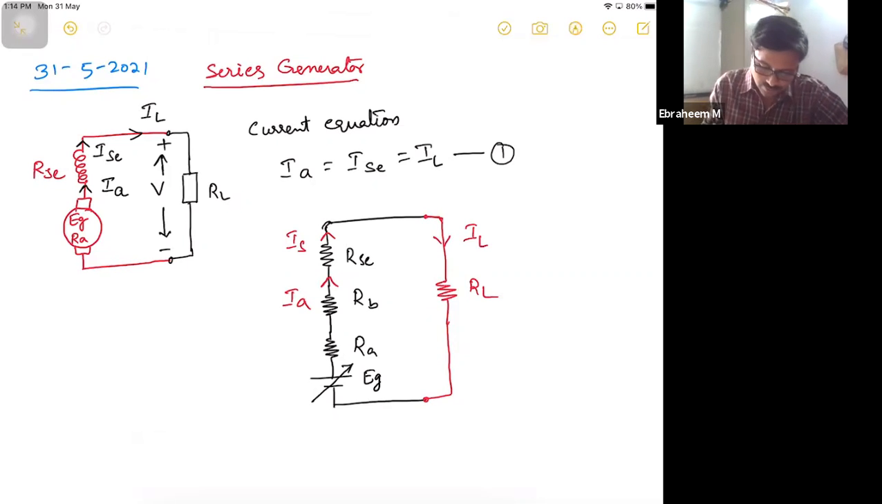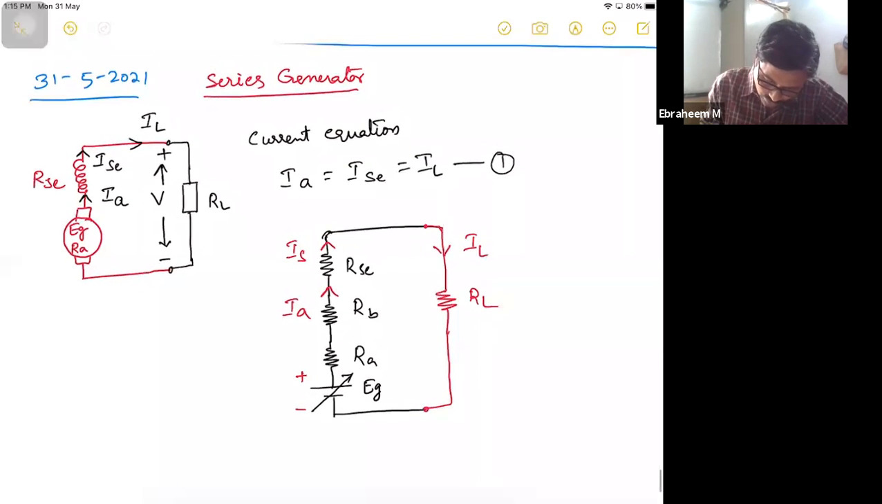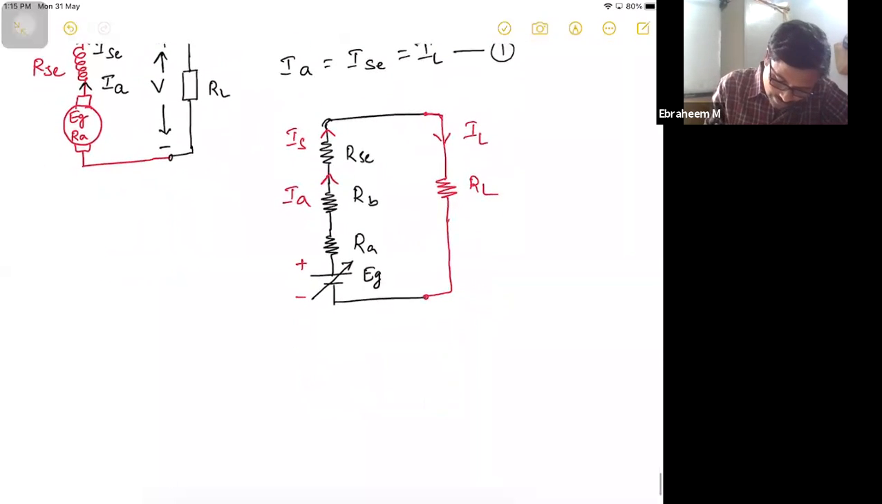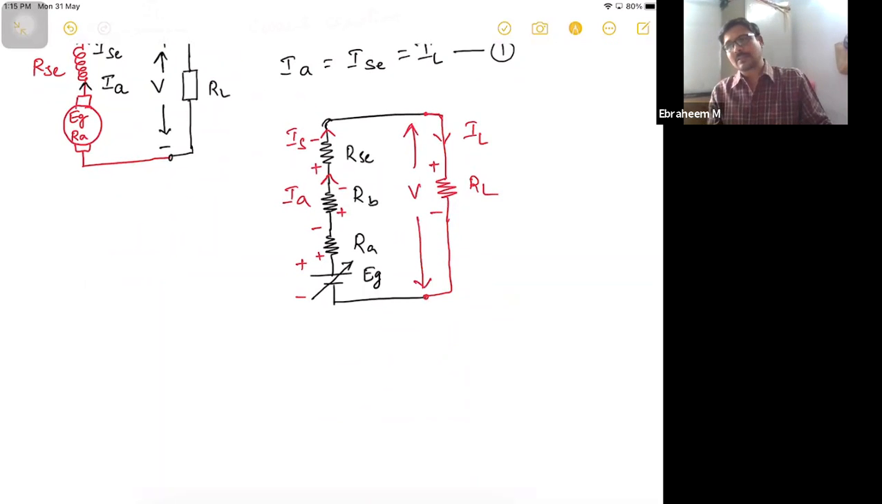Now, the polarity of this generated EMF is plus and minus like this, and this current passes through this armature resistance. Its polarity is plus and minus. Similarly, for brush resistance, it is plus and minus. For the series field, this is plus and minus. For load, this is plus and minus. Anyhow, this voltage is the terminal voltage.